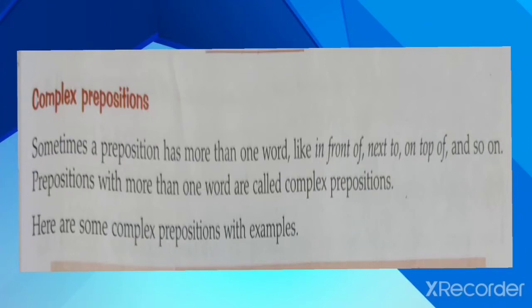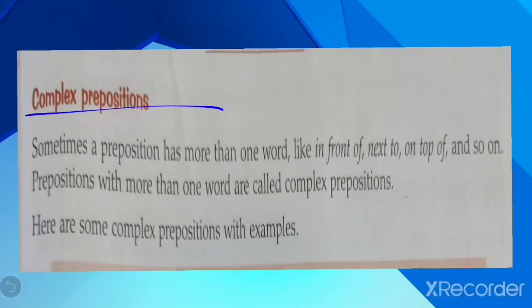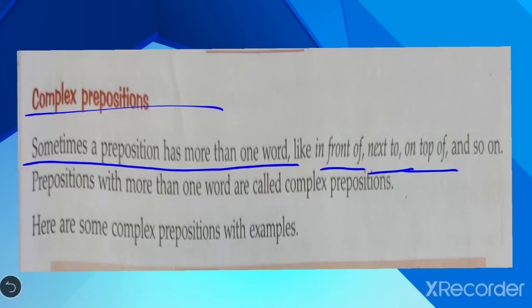Now students, first of all open your textbook, page number 97. Look at page number 97, everybody. Take your pencil, underline the important things. Now look at complex prepositions. What is a complex preposition? Sometimes a preposition has more than one word, like in front of, next to, on top of. Prepositions with more than one word are called complex prepositions.